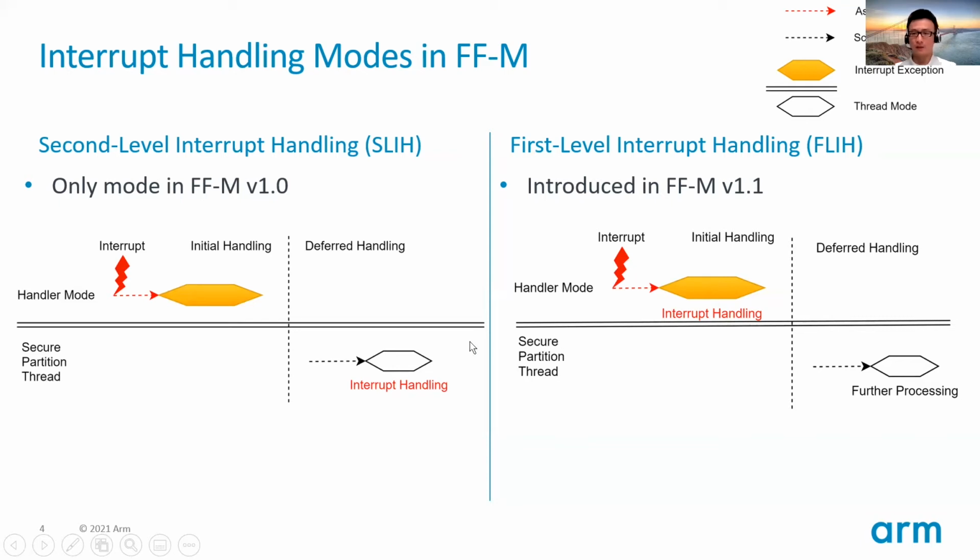So basically, if your interrupt does not need to be handled in a bounded time, the SLH is recommended, right? Because again, it's simple and easy to use securely. You don't need to take care of concurrency things or race conditions. But if your interrupt does need to be handled in a very short time, then you have to choose the FLIH.